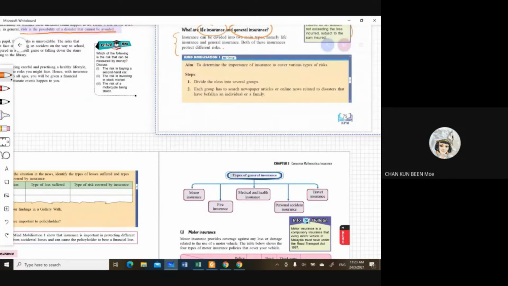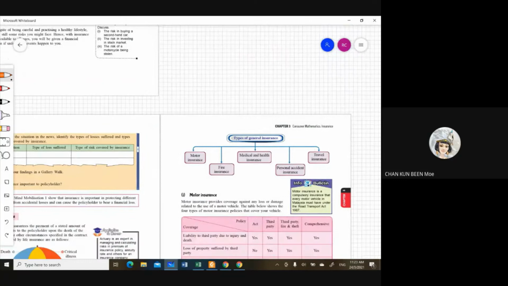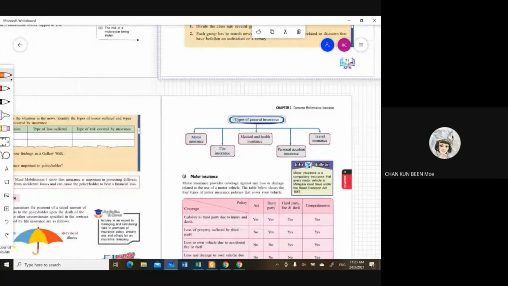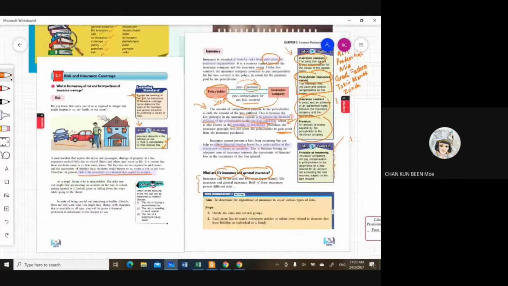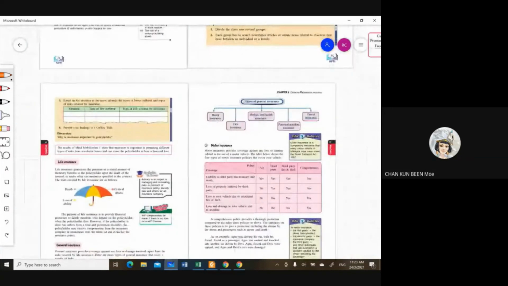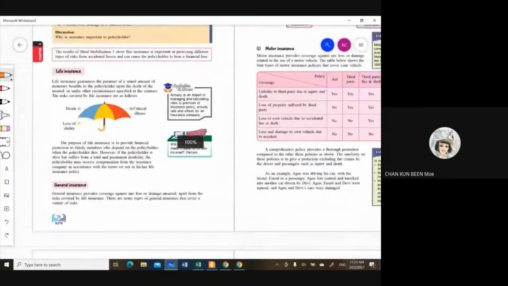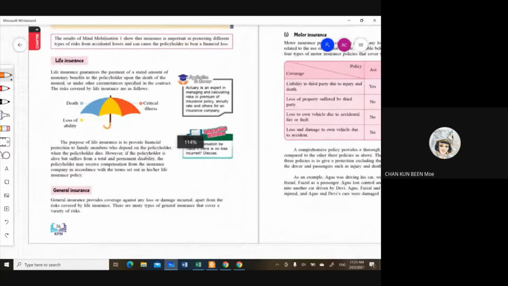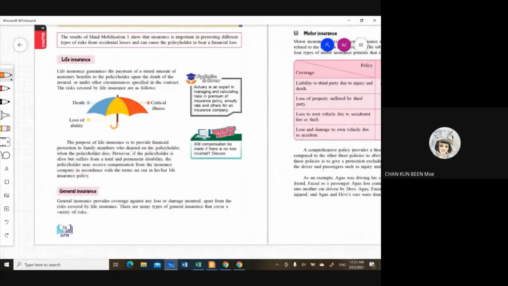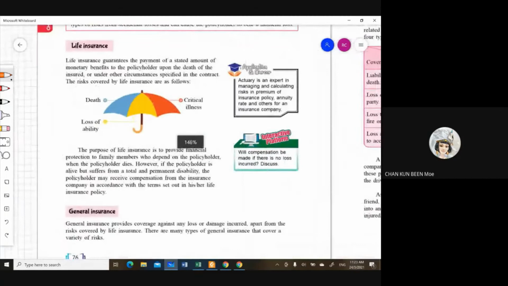Oh, now I adjust this for a while. Okay, let us move into this one. The mind mobilization, I'm going to skip that. I'm going to enter the life insurance here straight away.